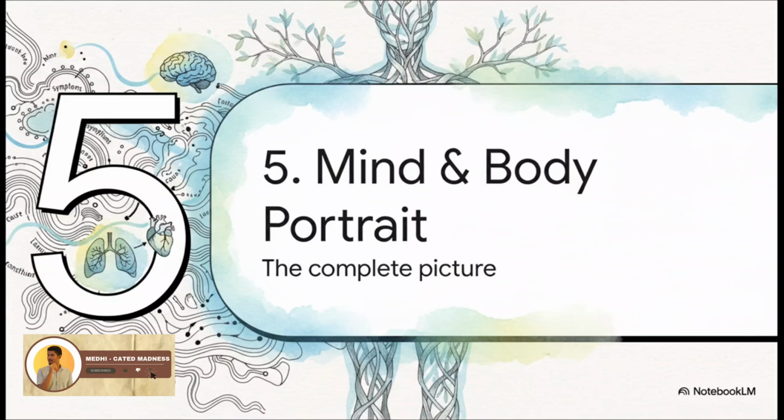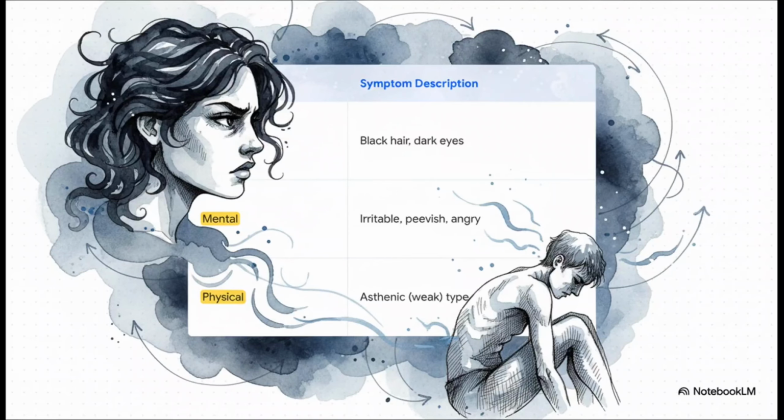Okay, so we've got the constitution, the person, and we've got the cause, the trigger. The next step is to map out all the specific mental and physical symptoms to build a complete picture of what's going on. This table from muriaticum acidum gives us a fantastic snapshot. You can see how the layers build. We start with the constitution we talked about, black hair, dark eyes. Then we add the mental state, irritable, peevish, disposed to anger, and then the physical layer, diseases that are asthenic, meaning really weak and debilitating, maybe with moaning or fretfulness. It's all about combining these different pieces into one single cohesive portrait.